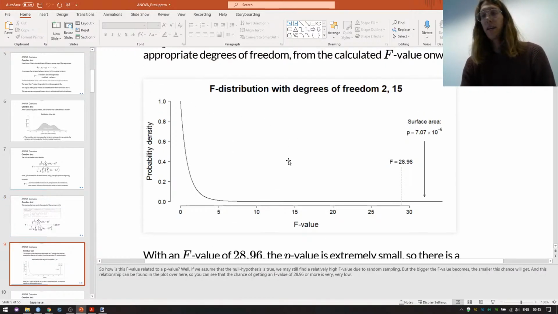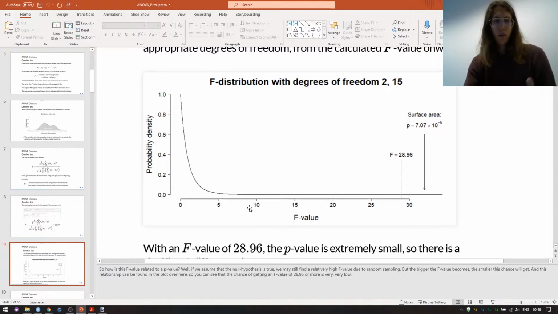Now, how exactly is this F value related to your P value? Well, for that you need to look at the F distribution. So this is what the F distribution looks like. What you would expect if the null hypothesis were true is that the division that you make for the F statistic is close to 1. So you see that the probability density, given that the null hypothesis is true, is very high, around 1. And the further you go away from 1, the smaller the probability density becomes.